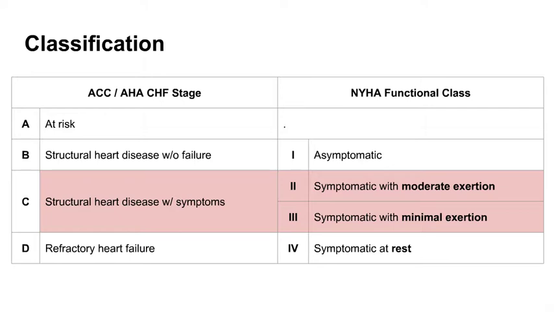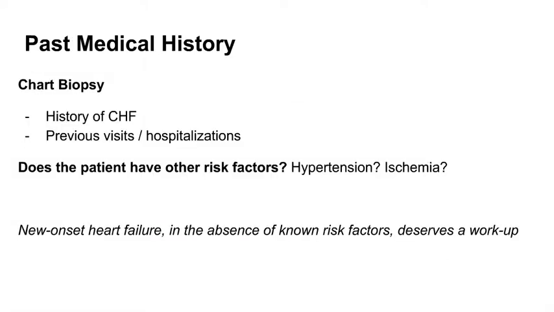Whereas A and 1 are usually trying to do more preventive care. When you ask about the past medical history, it's important to do a really good chart biopsy, see if the patient has a history of congestive heart failure, look at previous visits or hospitalizations, and see if this is similar to other presentations and how they were treated.